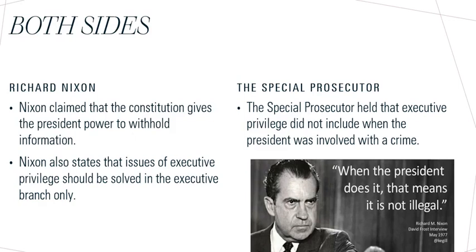Both sides. Richard Nixon claimed that the Constitution gives the president power to withhold information. Nixon also stated that issues of executive privilege should be solved in the executive branch only. The special prosecutor, though, held that executive privilege did not include when the president was involved with a crime.